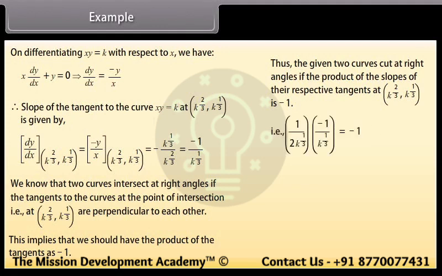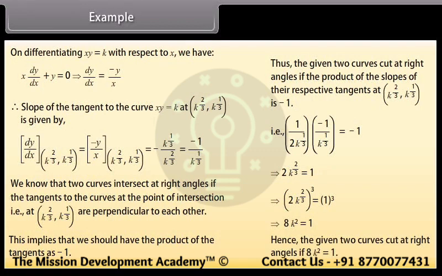That is, 1/2 into k^(1/3) into -1/k^(1/3) is equal to -1. On solving, we get 8k^2 is equal to 1. Hence, the given two curves cut at right angles if 8k^2 is equal to 1.